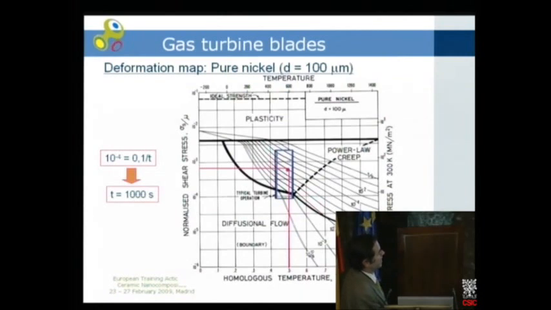In this case, you can see here the temperature line, the stress line, this is the point, and this is the line which gives you the strain rate of a nickel blade at this special condition, which will be 10^-4. So with this data, we can extrapolate and make a simple calculation of the life of this blade working at this condition, because 10^-4 is the strain rate.